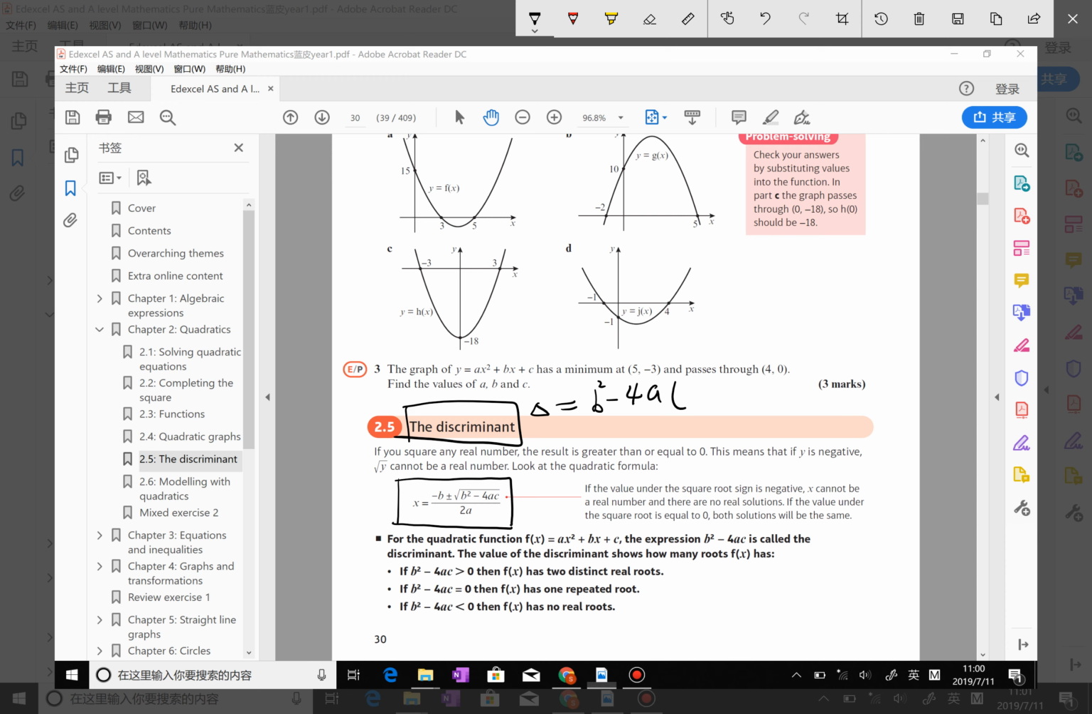So what does it help us in solving the equation? We have some conclusions you need to know. When b squared minus 4ac is greater than 0, then f(x) has two distinct real roots. If it's 0, then there is one repeated root. If delta is less than 0, there are no real roots, but there are solutions. The solutions contain complex numbers, not real roots.